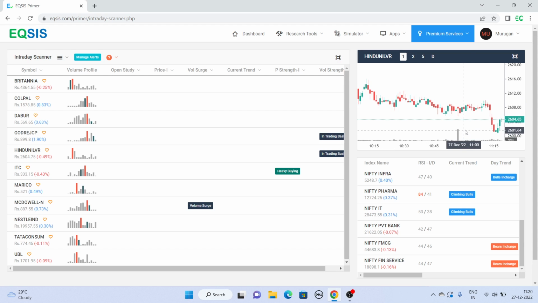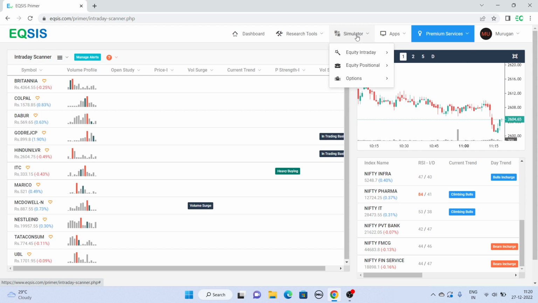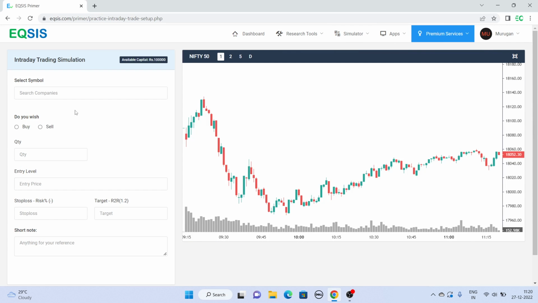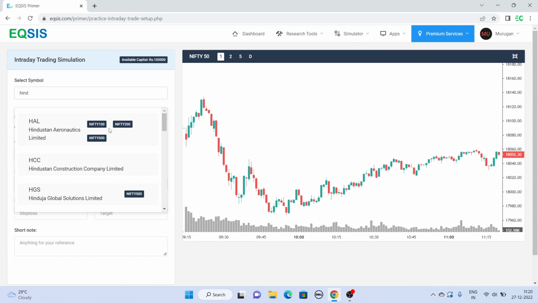So if you want to go for a short position, how to create a position? What you guys can do is pick the simulator, and this is only for practice, am I right? The EQSIS simulator comes in really handy in a way that you can go for practicing as well. So if you don't want to punch the trade on real accounts, you can take the simulator, go to EQSIS Intraday, add positions, and then you can actually choose the company called Hindustan Unilever.